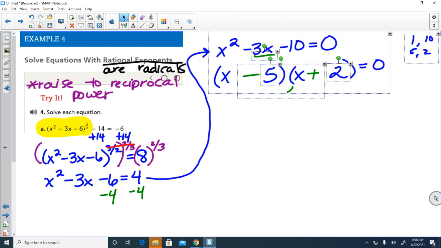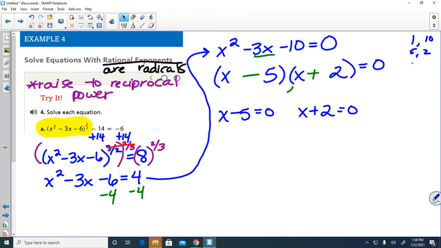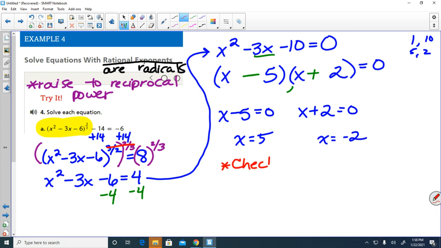Okay. So set each factor equal to 0. X minus 5 equals 0. X plus 2 equals 0. Let's try to not let those be highlighted more. So then x would be 5 and x would be negative 2. But again, you got to check for extraneous solutions.